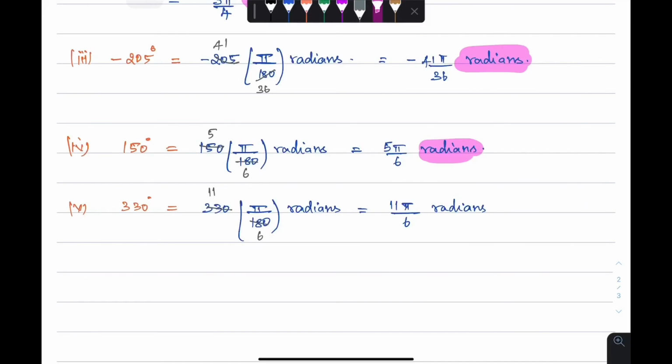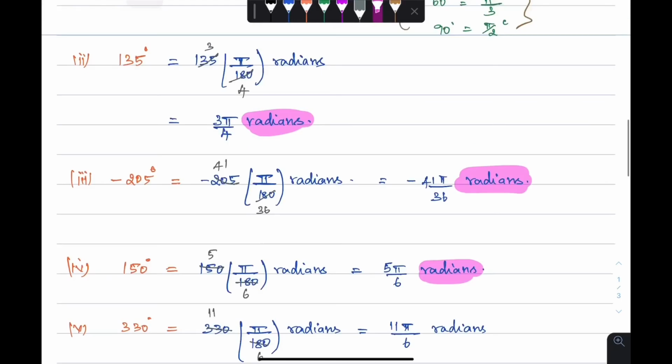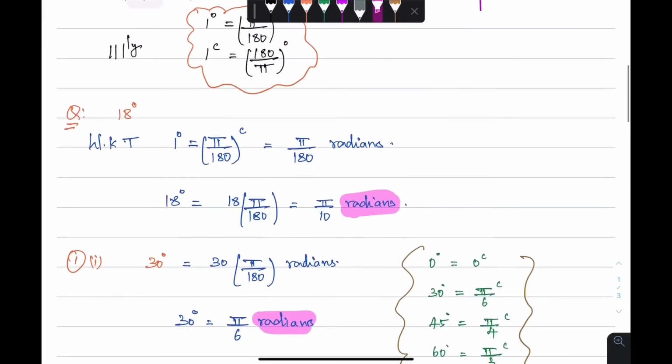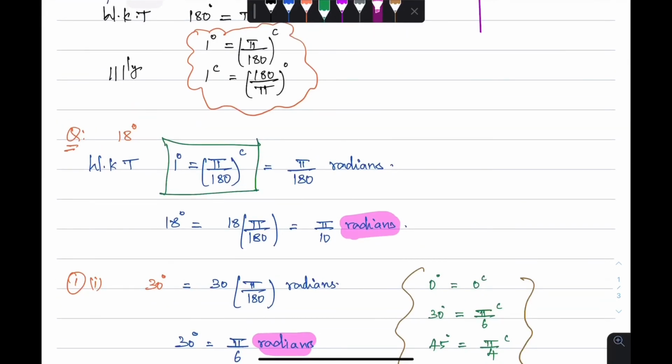Good. I hope everybody is clear with what is going on. So we have seen the basic conversion and this result is very important, which is helping us to convert degree to radian. I hope you all understood, children.